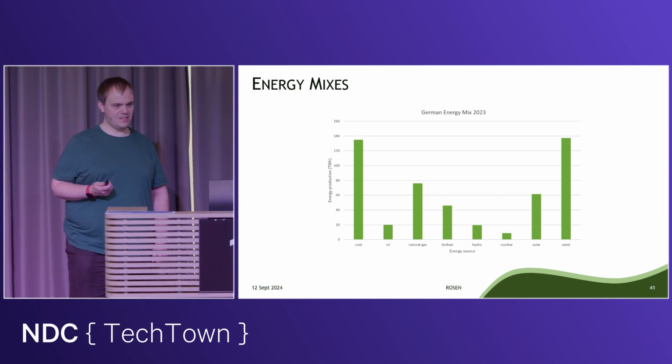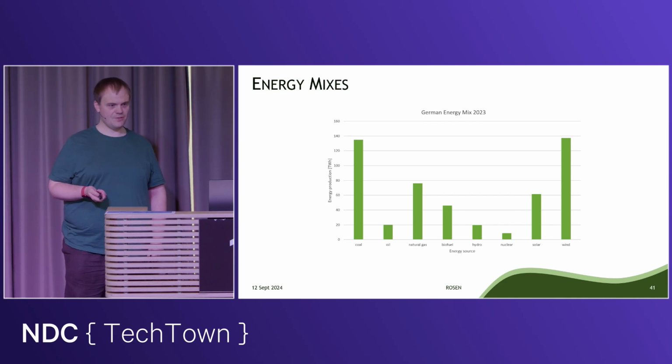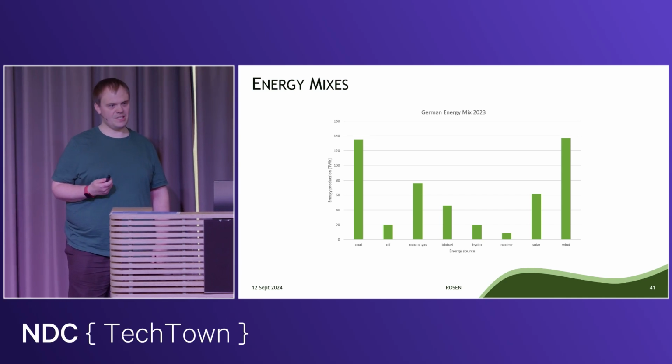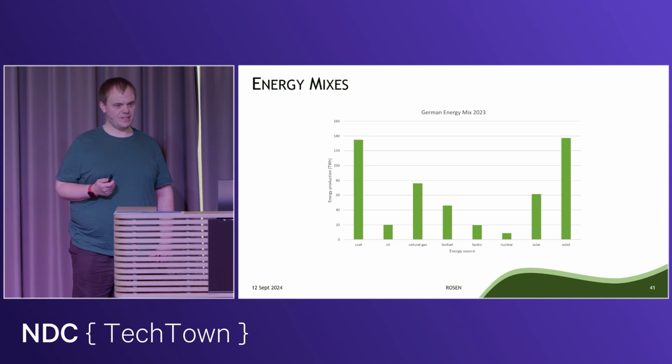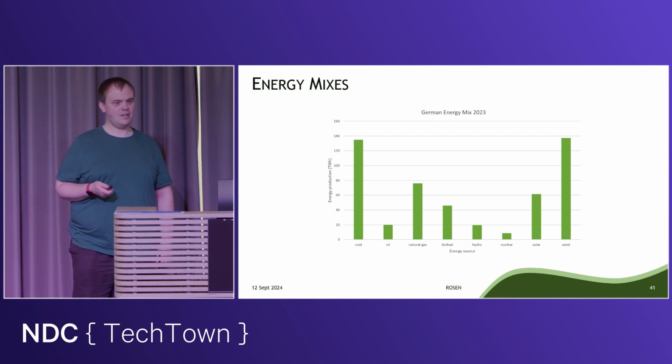In the bar plot, you can see the energy that was produced in that year in terawatt hours for the different energy sources. Low carbon intensive sources make up about 45% of all energy, resulting in a carbon intensity for Germany overall of 380 kilograms CO2 per megawatt hour. Norway, where we are right now, has a completely different energy mix, which is dominated by hydroelectricity, yielding a much lower carbon intensity of 30 kilograms CO2 per megawatt hour.